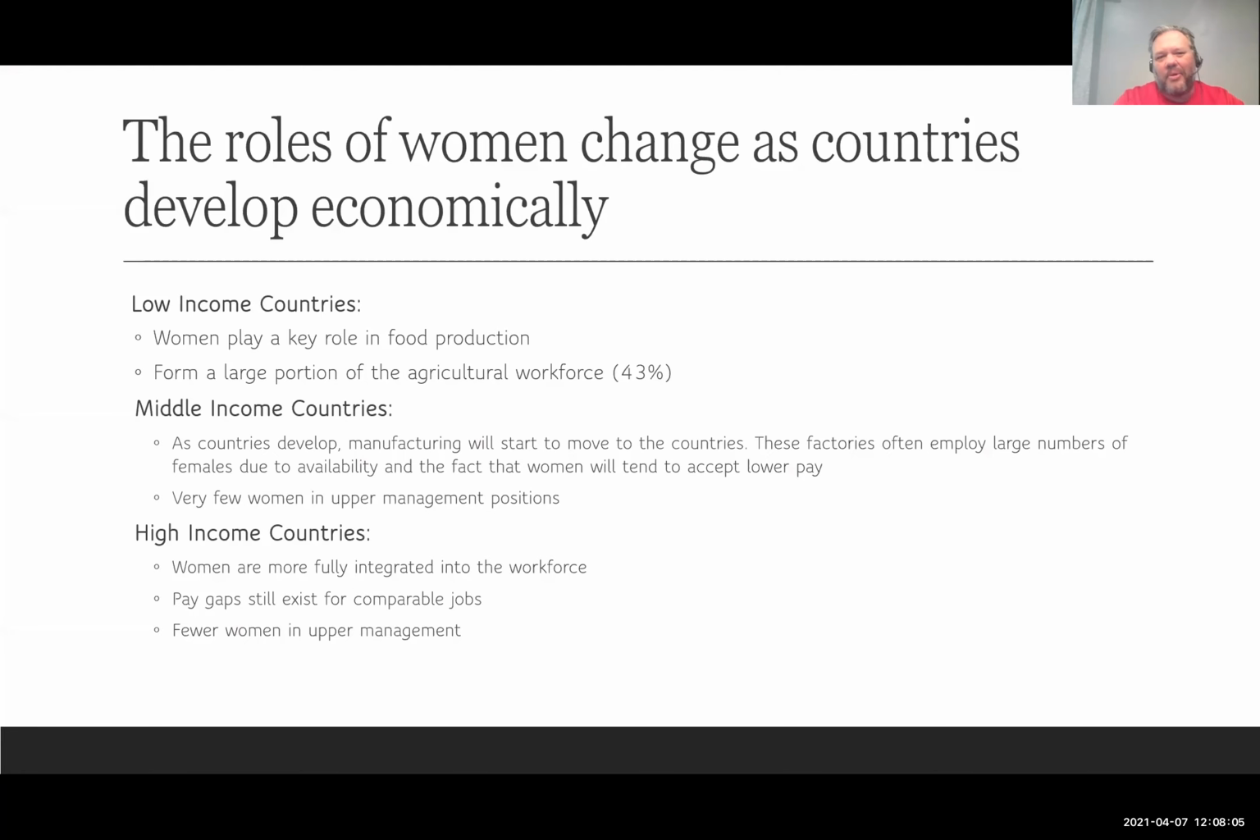So, anyway, let's take a look at how women's roles change in an economy as economies start to develop. And so, in low-income countries, we generally see women taking a bigger role in food production. All right, they are about 43% of the workforce, but they make up about 70% of food production. All right, and so their role is critical in terms of food production.